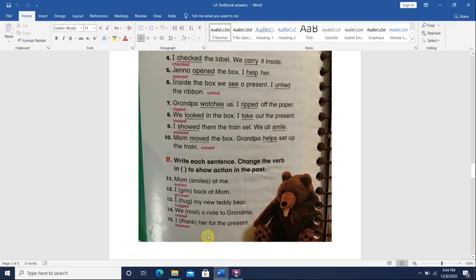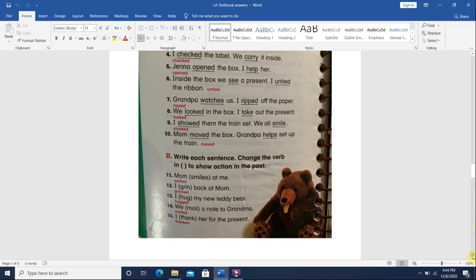I thank her for the present. To change thank to thanked, we add ed.